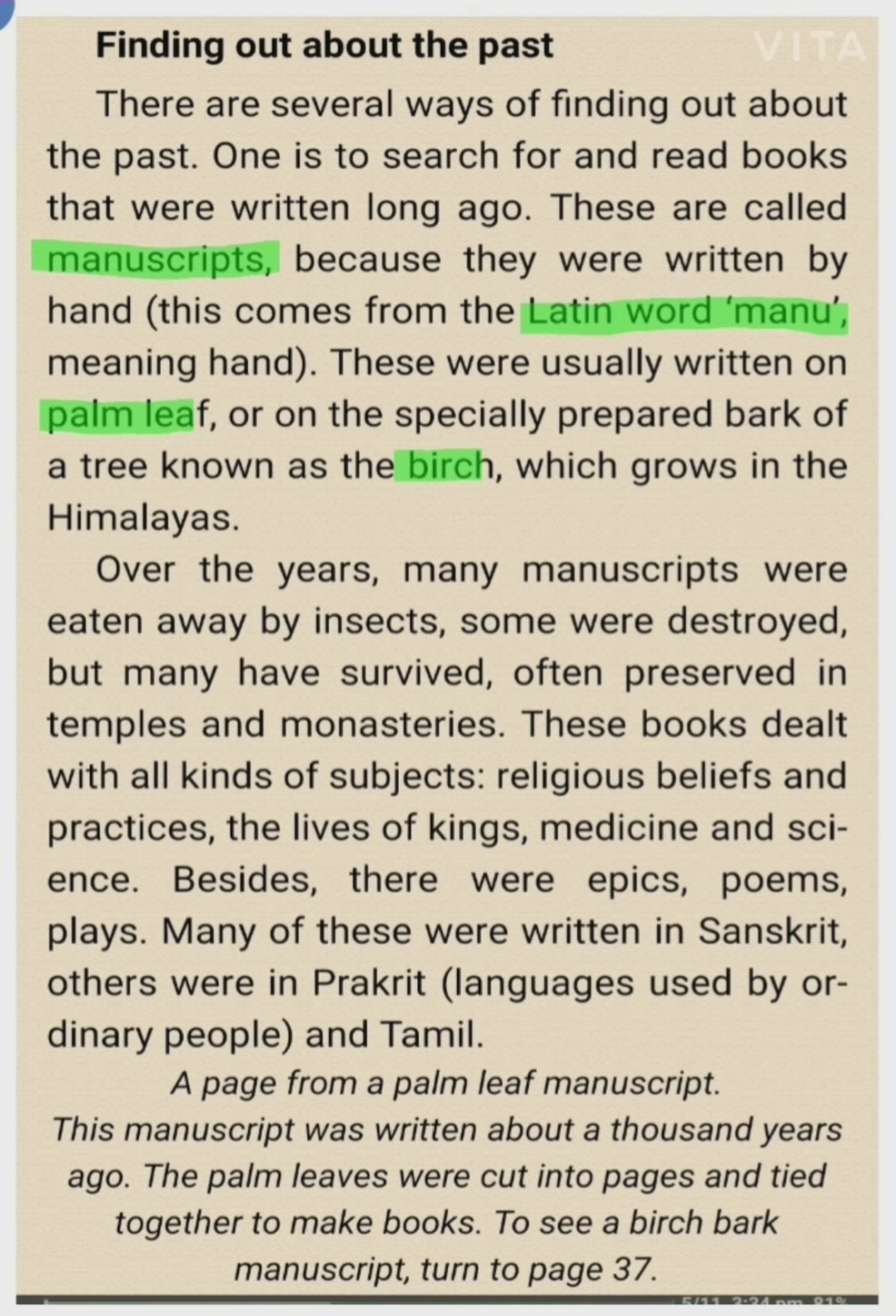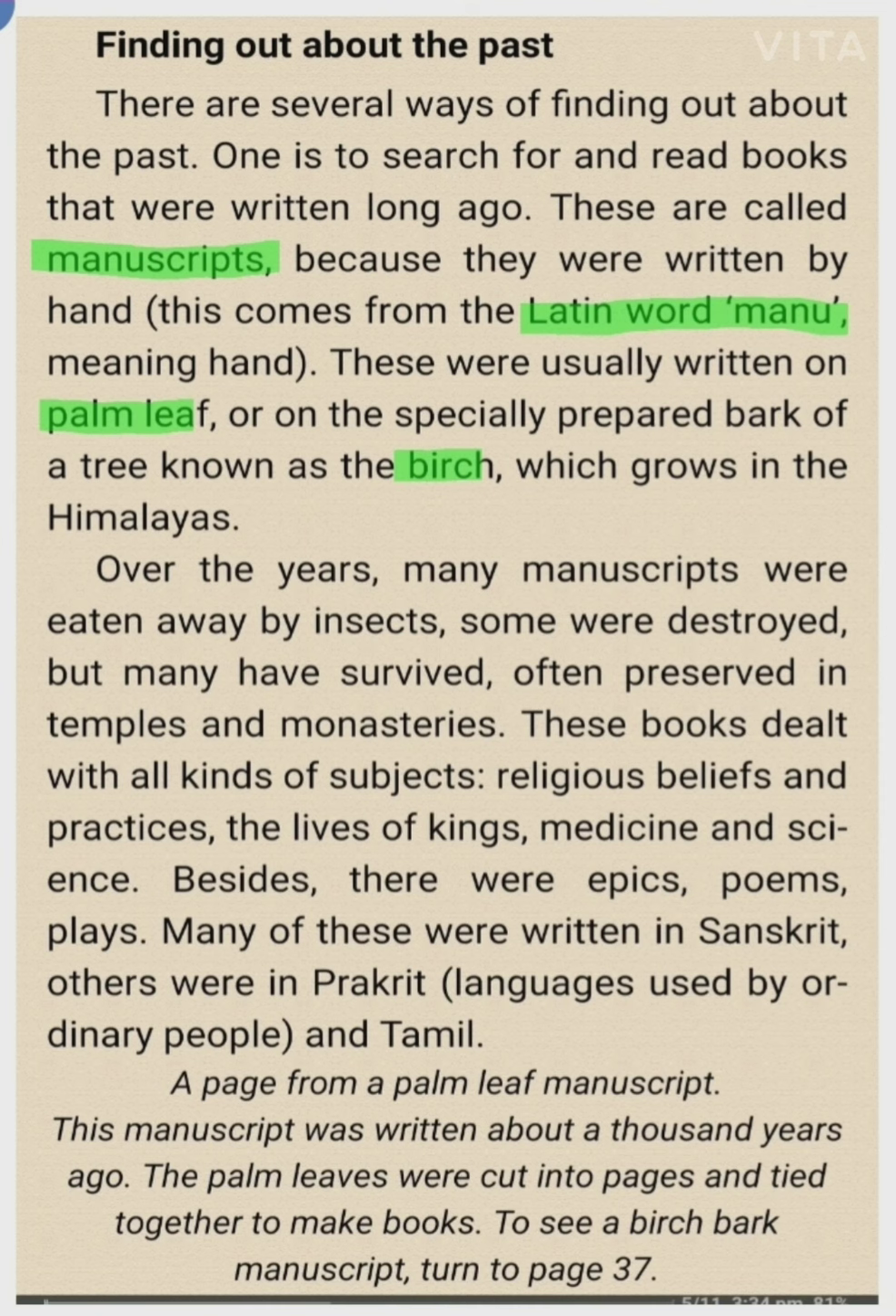One is to search for and read books that were written long ago. In the points before, we studied what things we can learn from the past. Now we will study how we can find information about the past. So first, we have to search for and read the books which were written long ago.